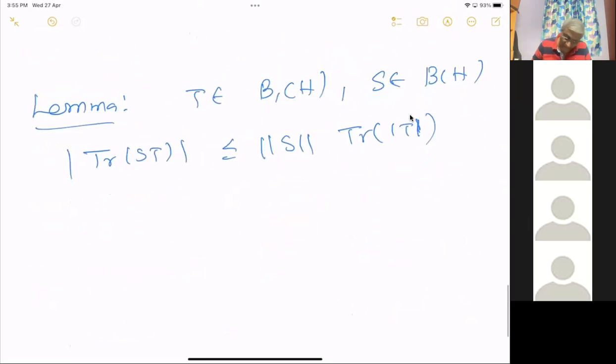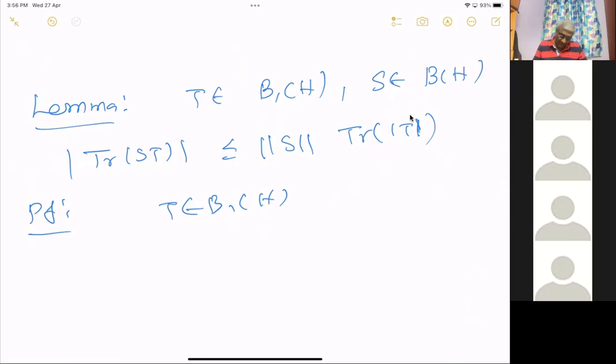Towards proving that, I want this lemma. T is in B1H, and S is in B(H). Proof. Here I want to use the Cauchy-Schwarz inequality of the Hilbert-Schmidt operator. But to use it, there is no Hilbert-Schmidt operator here, right? How do you get a Hilbert-Schmidt operator when you have only T in B1H? I mean, you can't take T power half because it's not a positive operator.